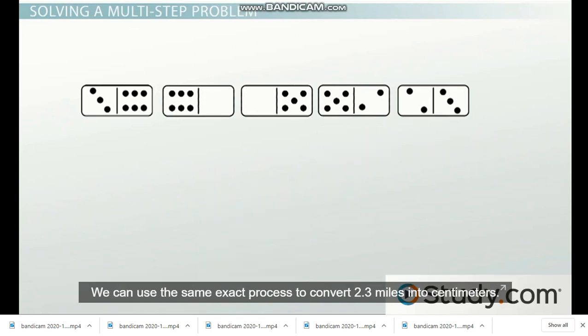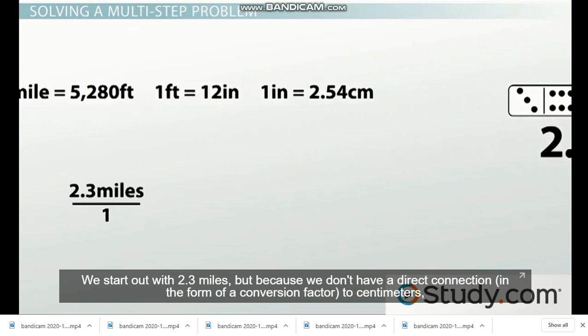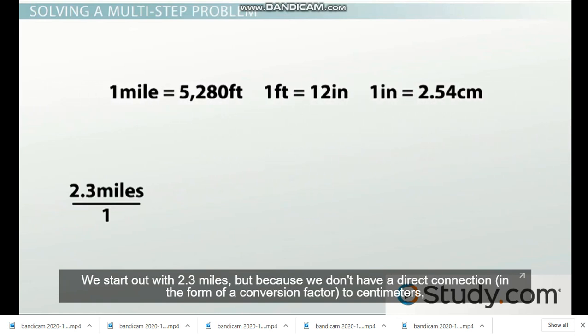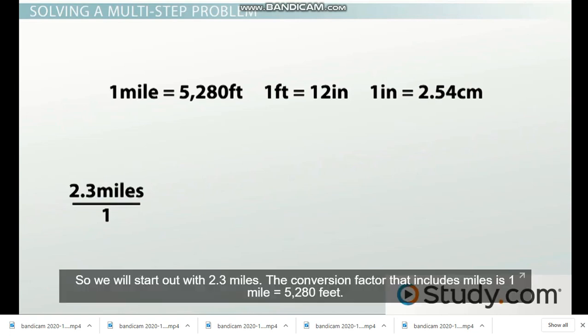We can use the same exact process to convert 2.3 miles into centimeters. We start out with 2.3 miles, but because we don't have a direct connection in the form of a conversion factor to centimeters, we need to plan out how we are going to set up our fractions so that the units we want canceled out will end up being on opposite sides of each other. So we will start out with 2.3 miles. The conversion factor that includes miles is 1 mile equals 5,280 feet.